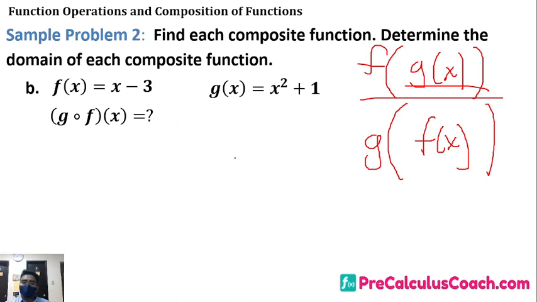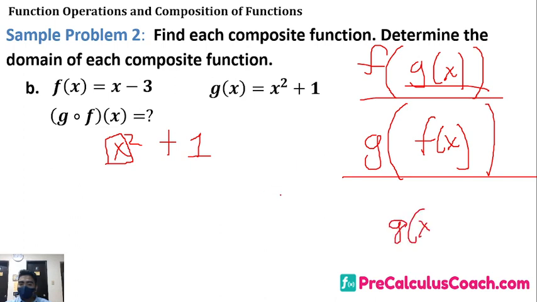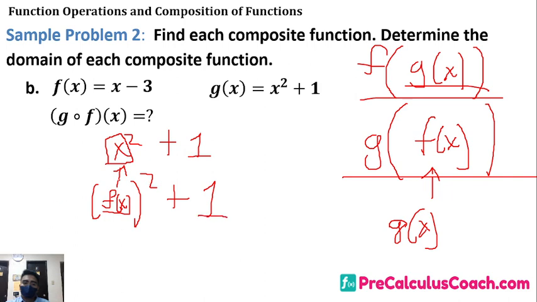Okay, so let's focus first. What is your g of x? Your g of x is x squared plus 1, and the input is x, right? So instead of having x in your g of x, you will substitute the value of f of x. So it will become f of x squared, the value of x is f of x, plus 1.